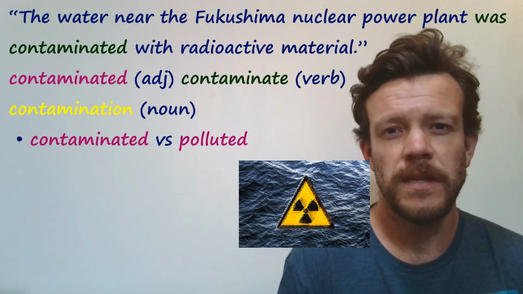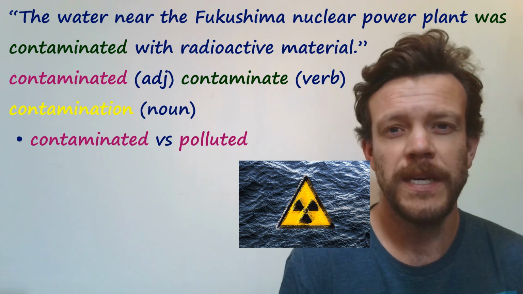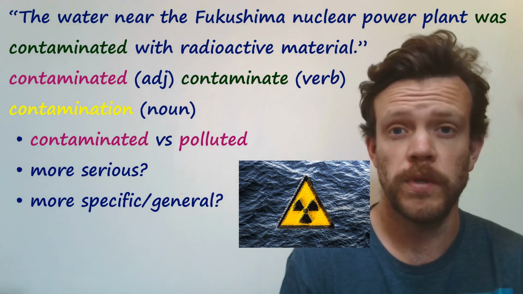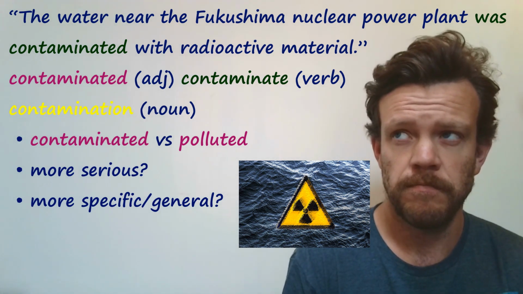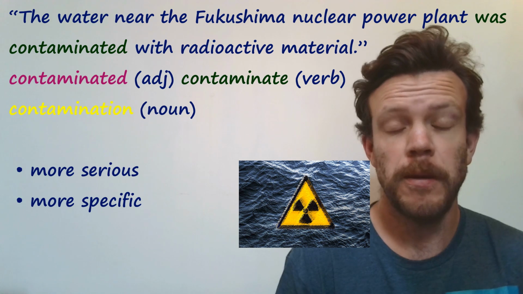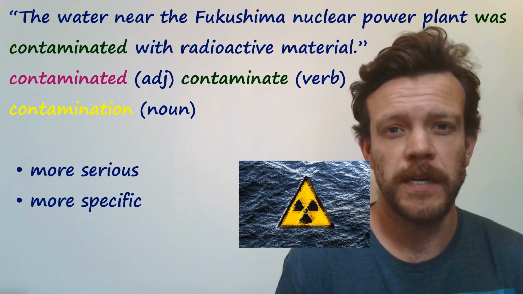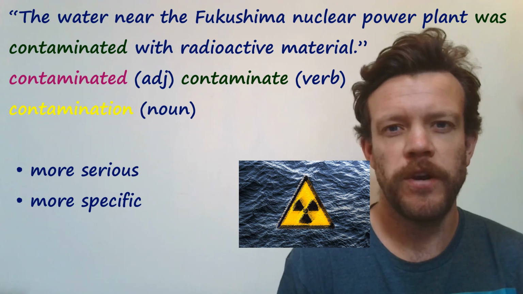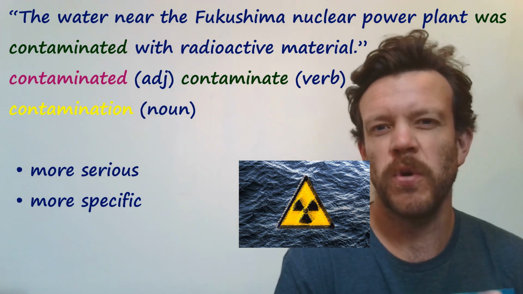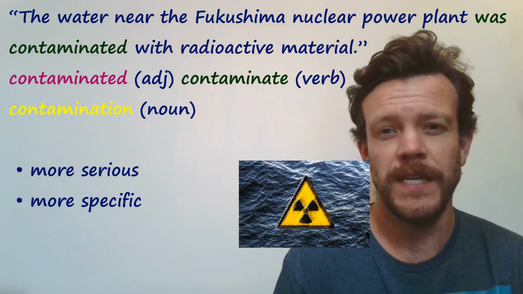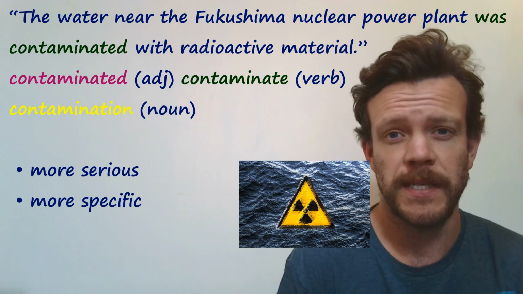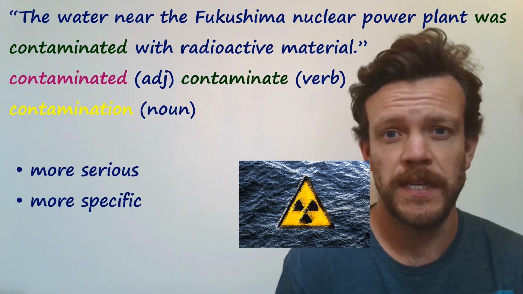Just pause the video and think what the difference between these two words is in terms of how serious each one is and which one is more general or specific. And well done if you said, obviously we use this when it's more serious, like a nuclear disaster, and it's also less general and more specific. When you say the river is polluted, it's quite general, whereas if you say the water is contaminated, there's a very specific thing or substance which is contaminating it. In this case, radioactive material.